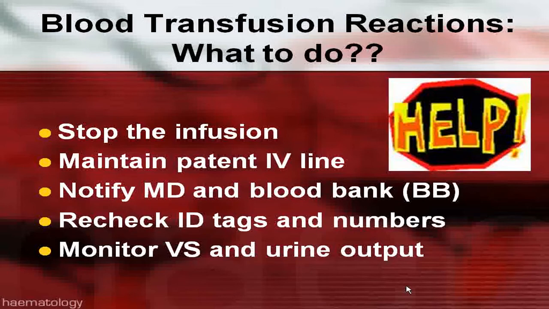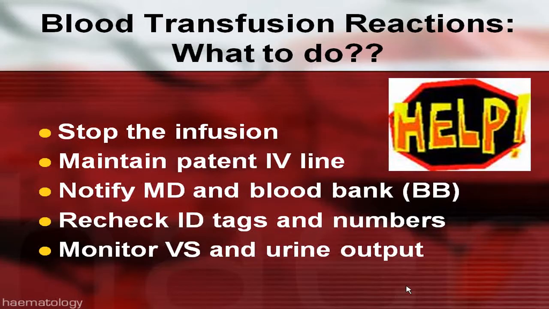Okay? You need to notify the MD and the blood bank. Depending upon the type of complication, we're going to talk about very minor ones that we would probably continue with the blood, and major ones where we're taking it down, we're sending it all back to the blood bank. You need to recheck the IV tags and the numbers to make sure that you didn't make a mistake when you were checking your bands and checking your numbers, to make sure that this truly was the blood the patient was supposed to get. So recheck the tags.